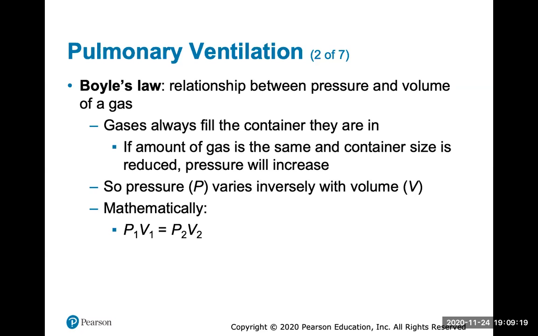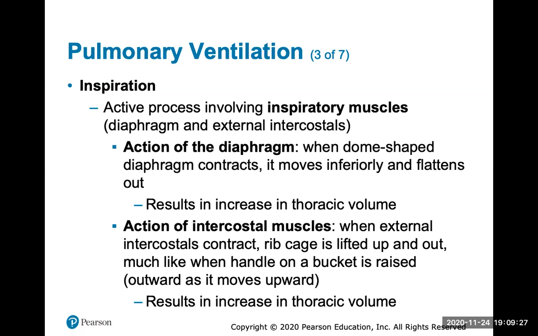As pressure increases, volume must decrease and vice versa. And that makes sense. If the volume of the room you're in increases, the pressure will decrease. Inspiration is the active process involving inspiratory muscles. We have the diaphragm, which is dome shaped. When it contracts, it will move inferiorly and flatten out, which will result in increased thoracic volume. When the external intercostals contract, the rib cage is lifted up and out, much like when the handle on a bucket is raised, and that results in an increase in thoracic volume.